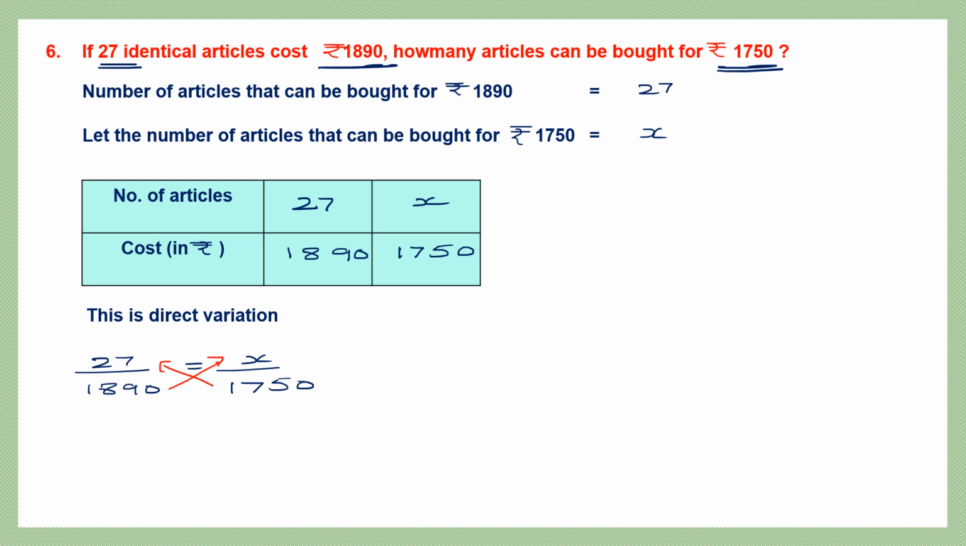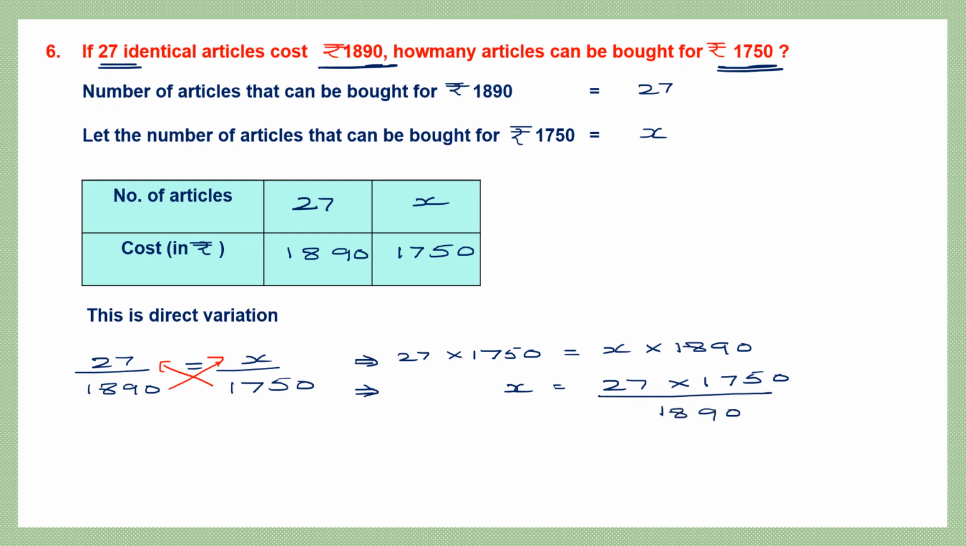Now cross multiply 27 and this 1750, 1890 and x. So let's multiply that now. So here we have 27 into 1750 is equal to x into 1890. So now we can find the value of x. x is equal to 27 into 1750 divided by 1890.